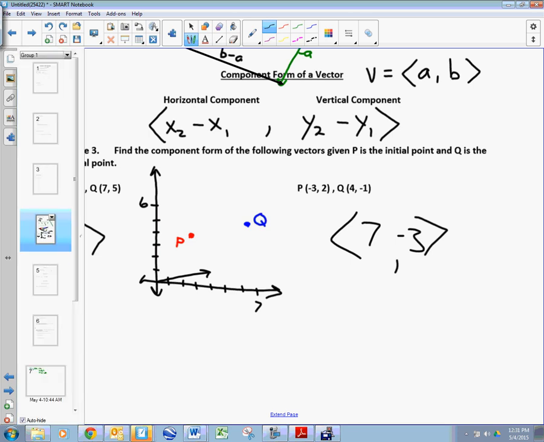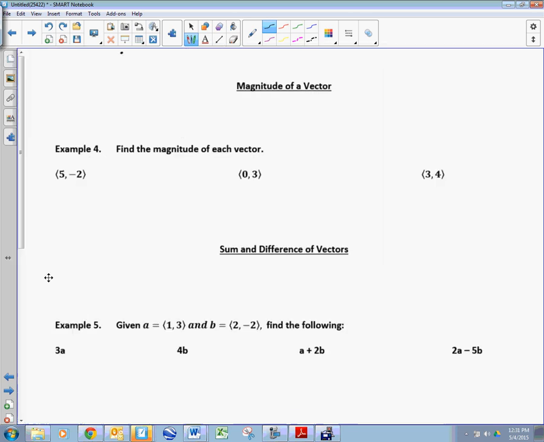Okay, flip it over. The magnitude of the vector is the length.